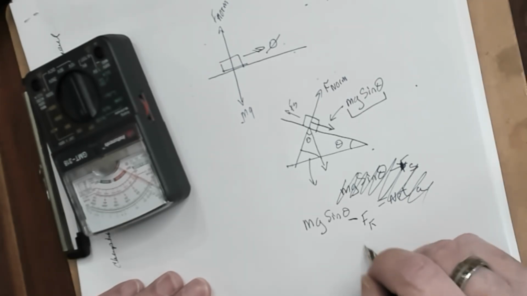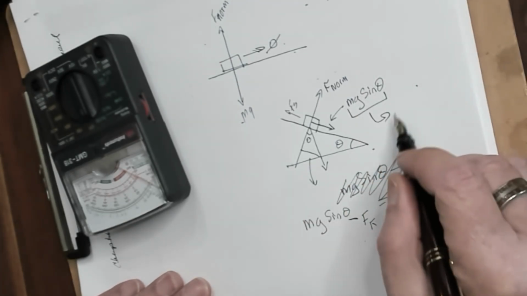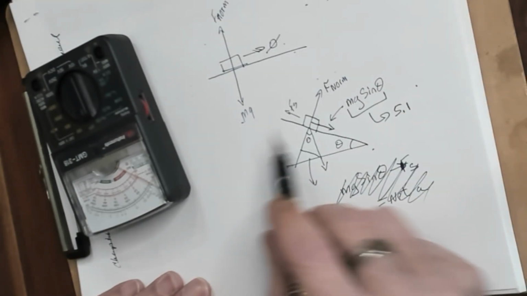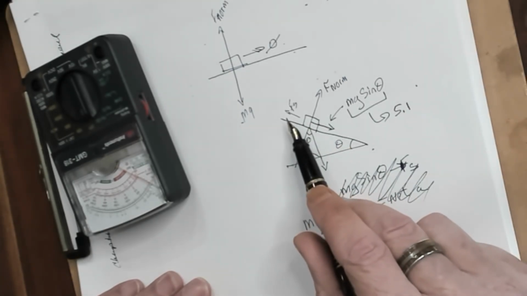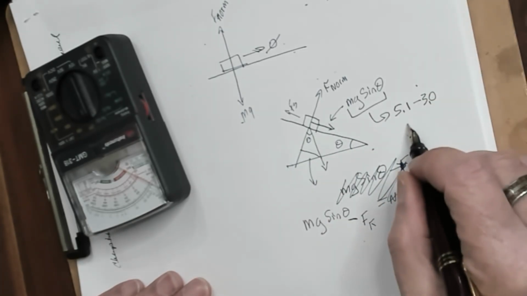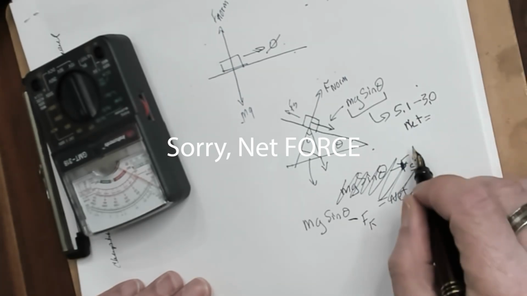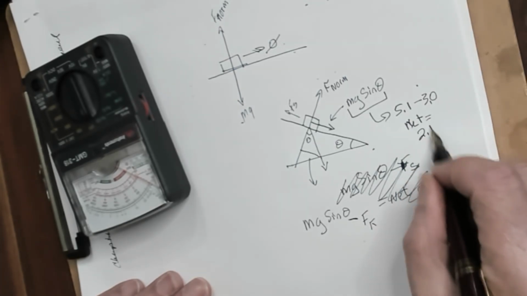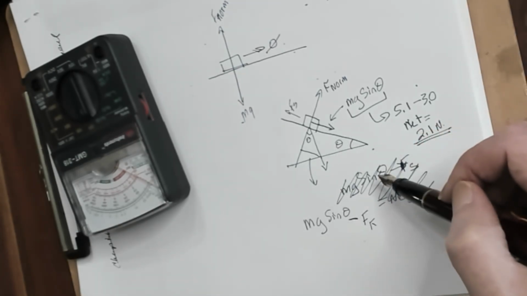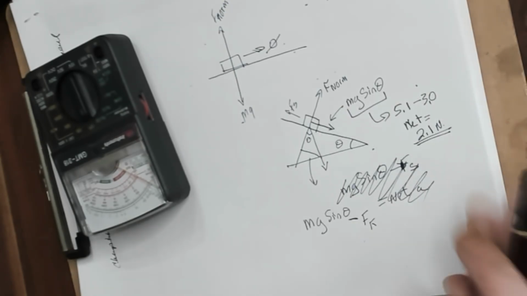So say that this value ended up equaling 5.1 newtons. And we said that the kinetic friction was only 3 newtons. So we subtract our 3 newtons, and our net force equals 2.1 newtons. Does that allow us to determine the acceleration of the block as it comes down the ramp? As a matter of fact, it does.